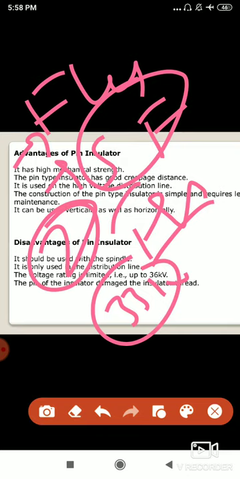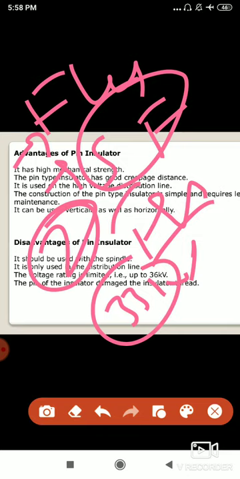So what are the advantages? The mechanical strength is very high because it has different layers. It can be used for 33 kV, that means a distribution system, whatever the voltage is, you can use these pin type insulators. It can be placed either vertically or horizontally, anywhere, right? And the maintenance is very easy. If any problems occur, you just directly remove that insulator and put another one.